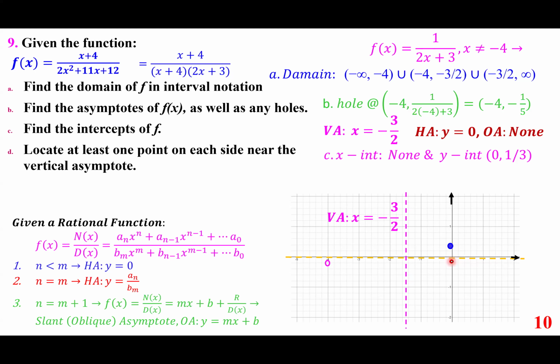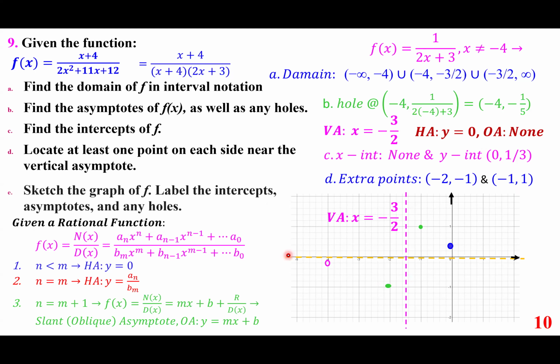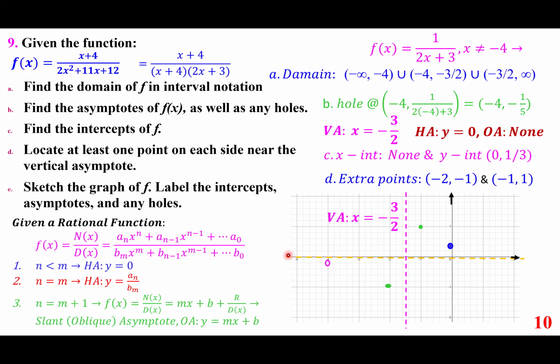If I want another point and I put on the right side of that, for example, I put negative 1, then it becomes negative 2 and 3 is positive 1 becomes 1. So I hope you see if I put negative 2 in here, I get negative 1. That's my pair. If I put negative 1 in here, that's my pair. So I have those two, and here's the graph. Okay, sketch the graph, label the intercepts, asymptotes, and any holes.